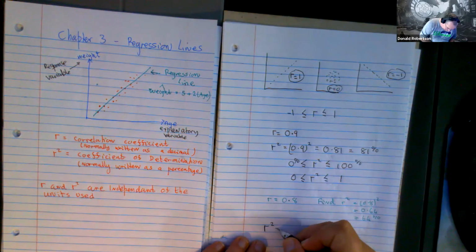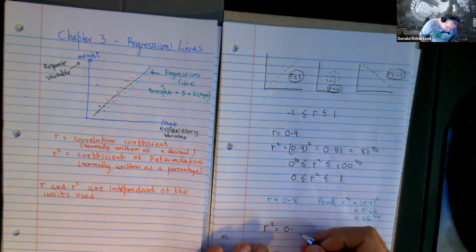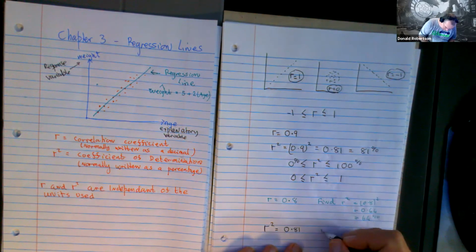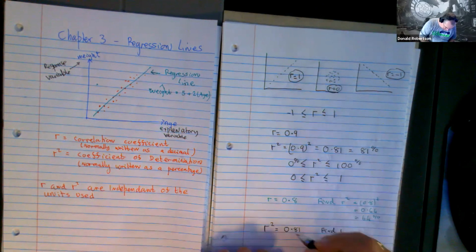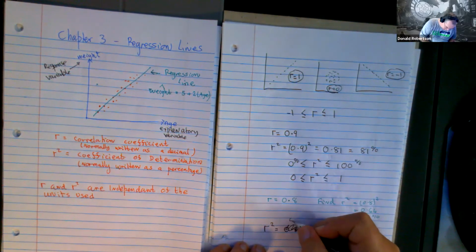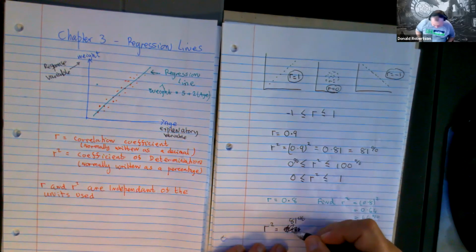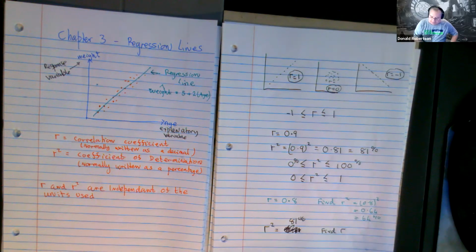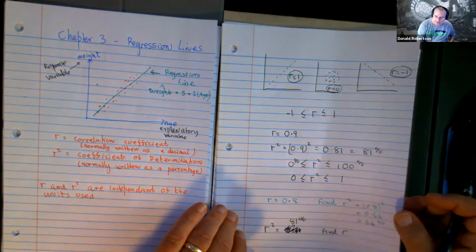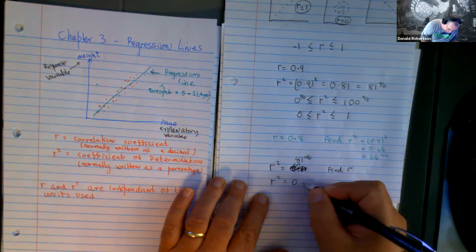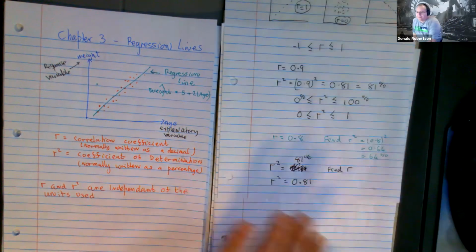Suppose I tell you R squared is 0.81, and I ask you to find R. Oh, my apologies. 81%. That's better. And I ask you to find R. There's a couple of things. First, there is a lot more work, which is kind of what I did by mistake there. Your first thing you must do is turn it into a decimal.